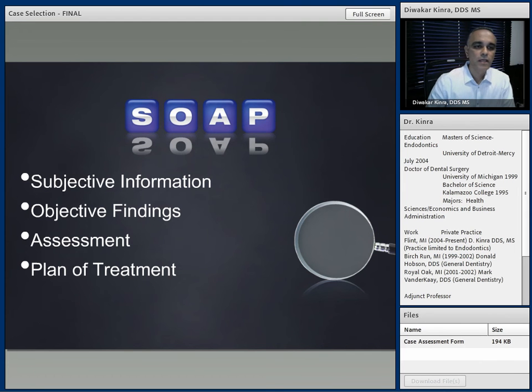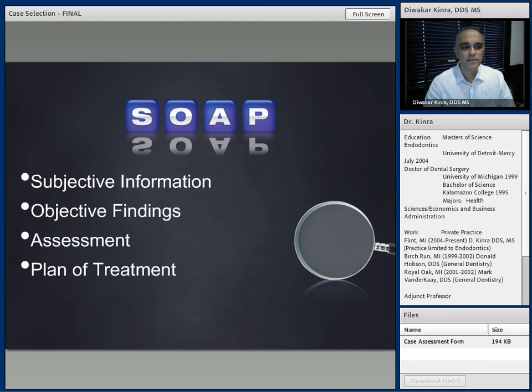Again, SOAP. What does that stand for? Subjective information, that's the S. That's the patient's point of view of what's going on in their mouth. This is their side of the story. O, objective findings. That's our point of view. That's the doctor's point of view. And what do we do with that? We have a clinical exam that we perform, and then a radiographic assessment, and then we do our comparative testing from the information that we gathered from the patient during the subjective information interview.